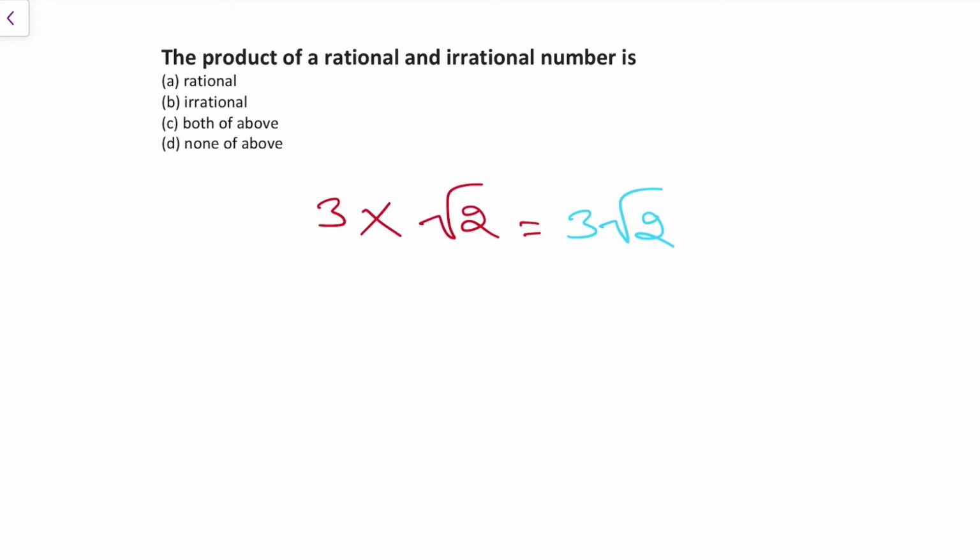Here if we observe this 3 root 2, we can clearly say that it is an irrational number because root 2 is an irrational number. Whenever this irrational number is being multiplied with a number 3, definitely our result will be an irrational number only. So the product of a rational and irrational number is always an irrational number. So option B is the correct option.